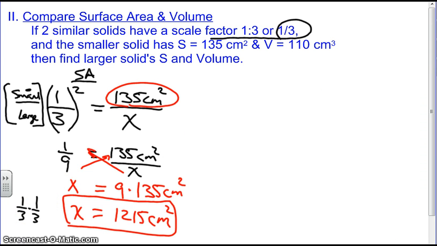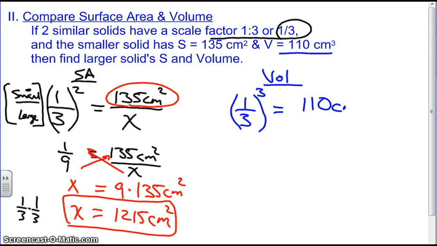All right? Okay, we're finding the volume of the larger solid. We still have our scale, but now we're talking volume. So what will we do to our scale factor? We will cube it for volume, right? And that equals the smaller figure volume over the unknown larger figure volume. Very good. So now we're going to cube 1/3, which is 1/3 times 1/3 times 1/3. And 3 times 3 times 3 is 1 over 27.